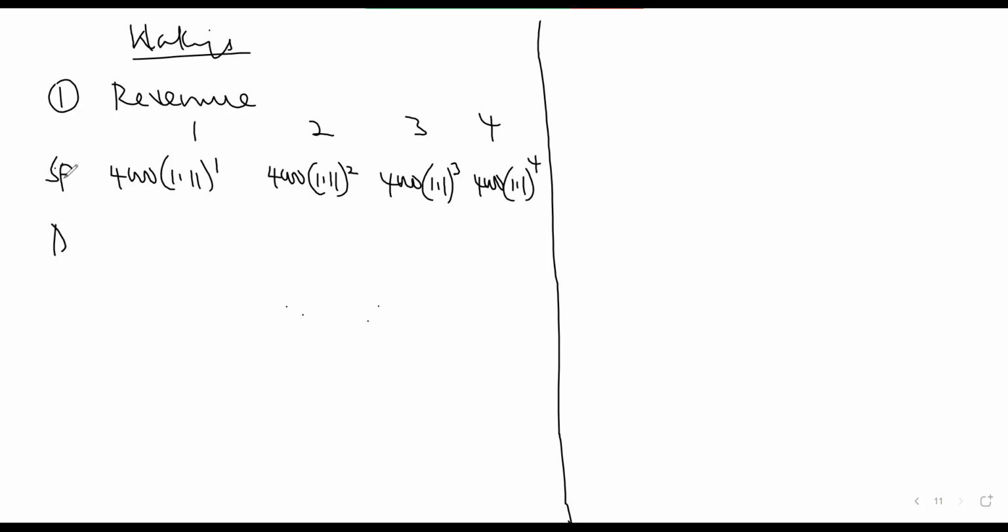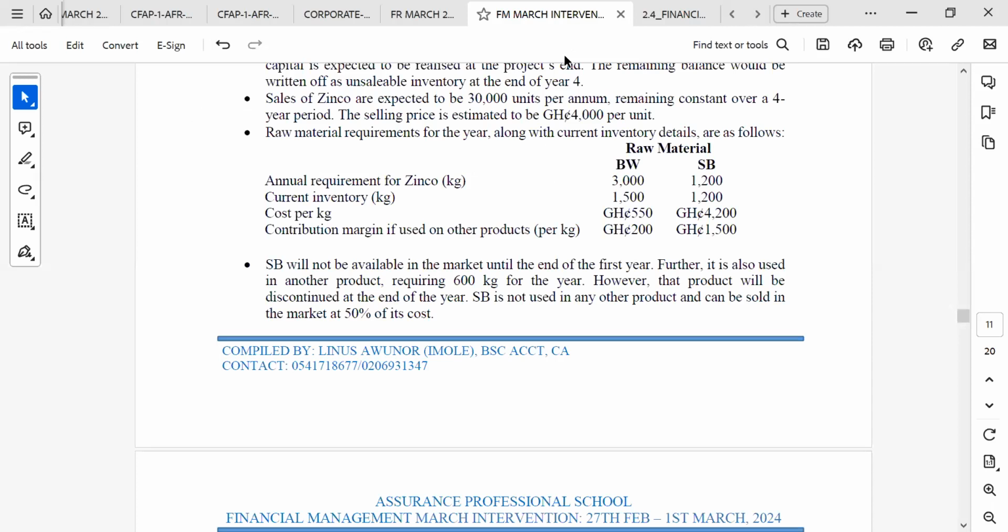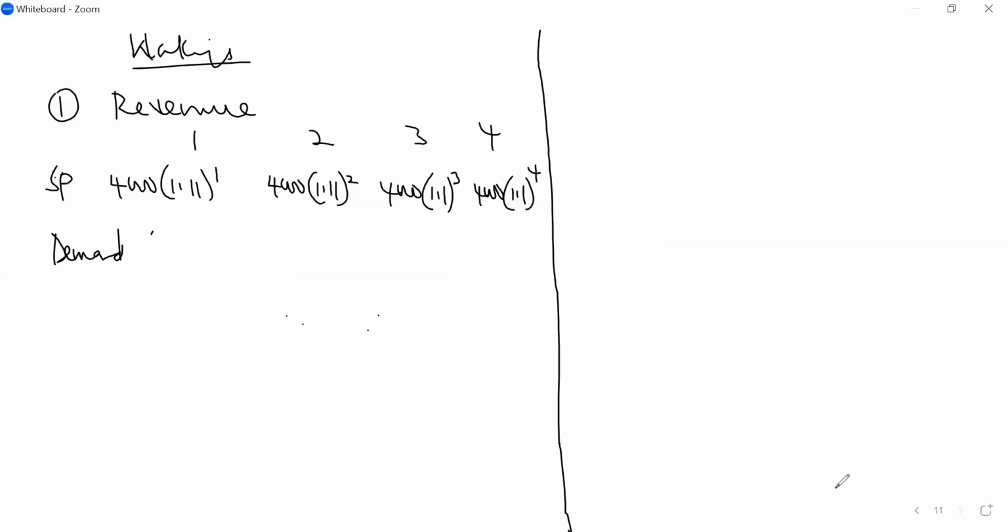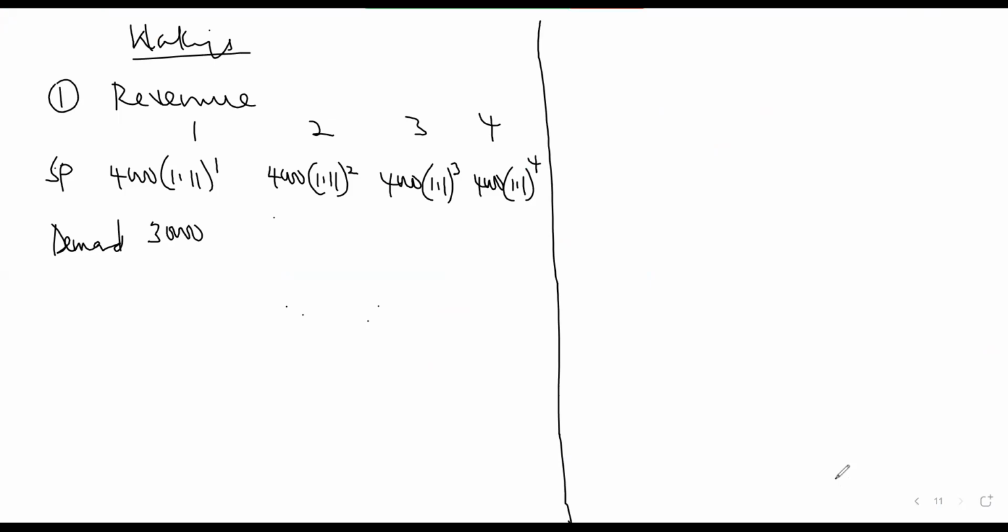So you look at the demand for each year. What was the demand given in the question? The demand is supposed to be 30,000 per annum. So you count to 30,000 here, 30,000 here, 30,000 here, 30,000 here. So let's get the values and send it there as revenue. Okay, then you count to the cost.